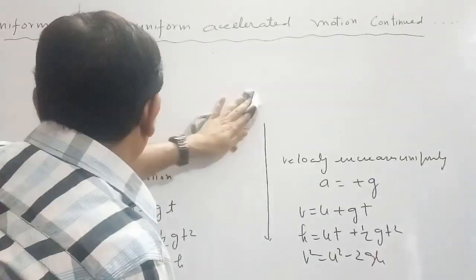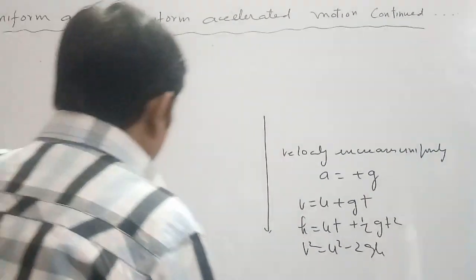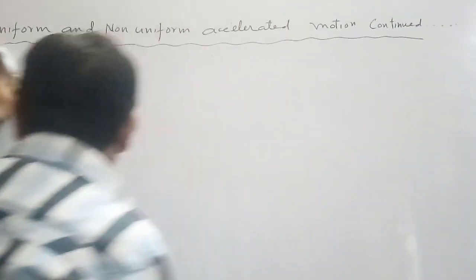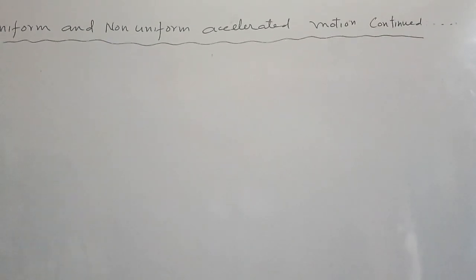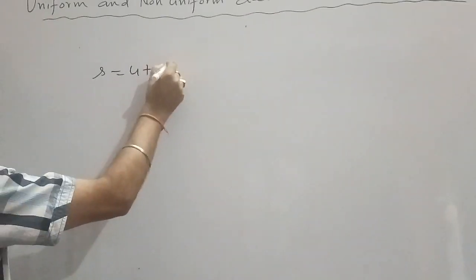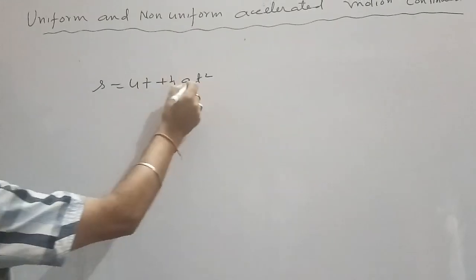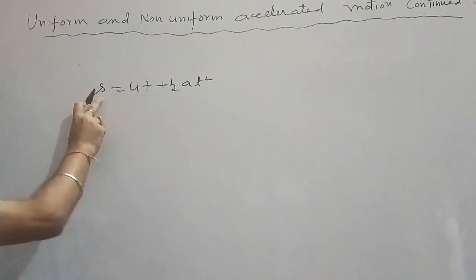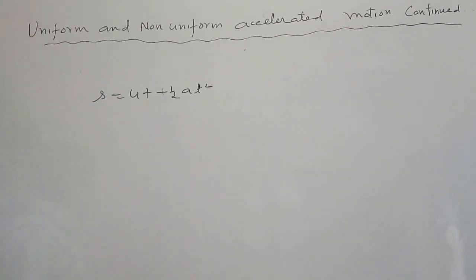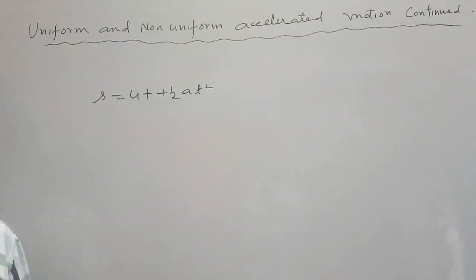Now, during uniform accelerated motion or uniform retarded motion, the distance traveled by the body in t time is calculated by the formula S is equal to ut plus half at square. If we put t is equal to 2 seconds, we get distance traveled in 2 seconds. If we put t is equal to 3 seconds, we get distance traveled in 3 seconds. If we put t is equal to 4 seconds, we get distance traveled in 4 seconds.